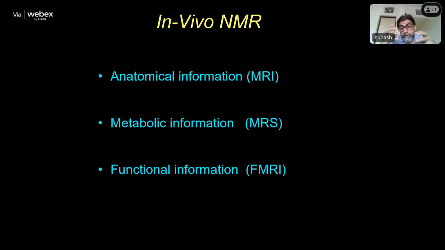Then you can also get functional information. As I said, the functioning of the brain or any other organ, the perfusion, the diffusion processes, the cortical mapping, all sorts of things can also be acquired using this in vivo NMR.